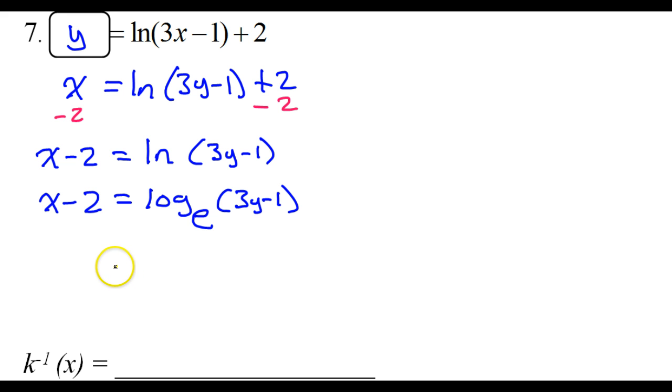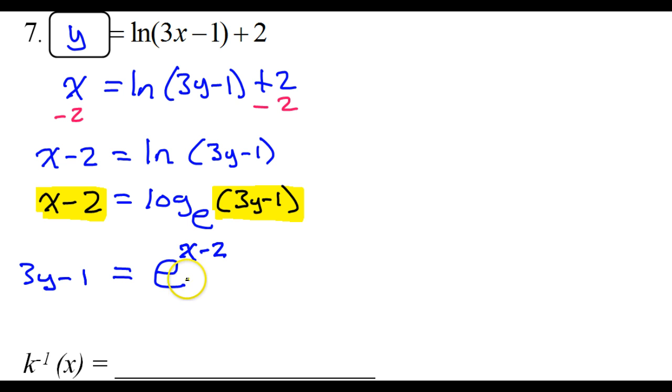But writing it this way helps us see what we need to do next. When we rewrite something in exponential form, we start with the base. So log base e. E is the base, so let's start there. Now everything else in the problem is going to change sides. So these two expressions are going to change sides of the equation. My 3y minus 1 is going to end up on the left. The x minus 2 is going to end up on the right, but in exponential form, it's the exponent.